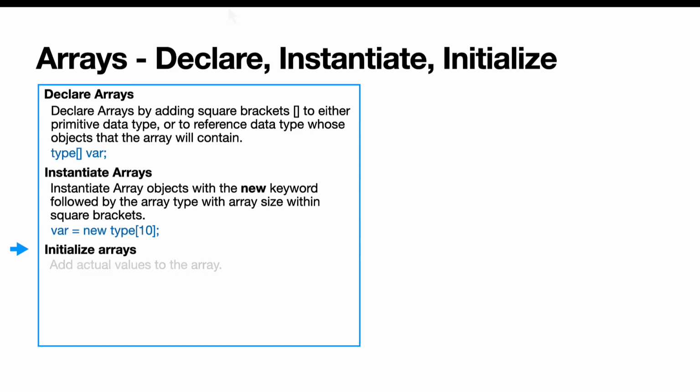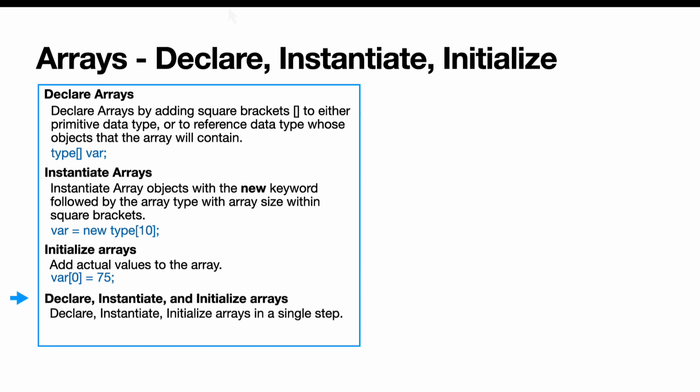Arrays are initialized by adding the elements at each array index. For example, you would add 75 as first element of array by referencing index 0. You can also declare, instantiate, and initialize an array in a single statement by adding the element values within curly braces.